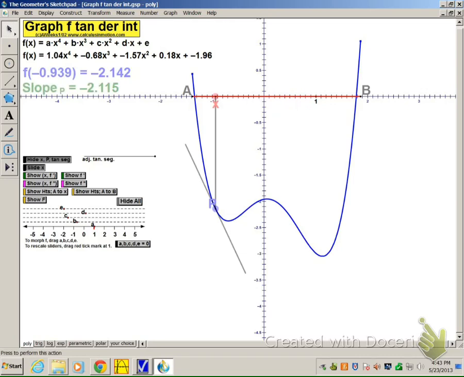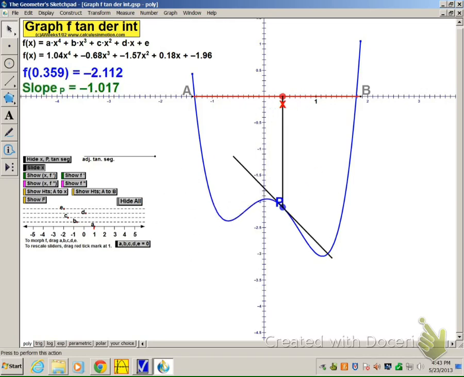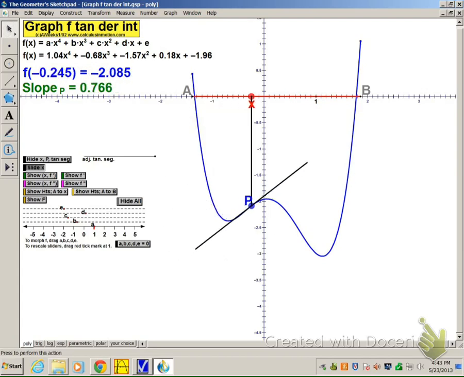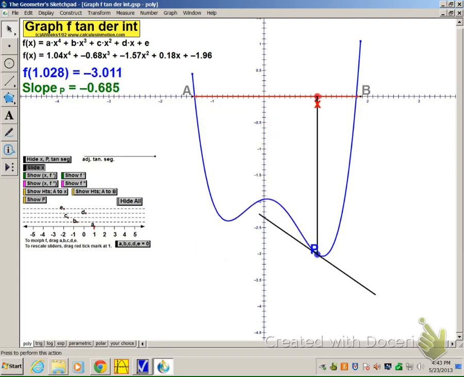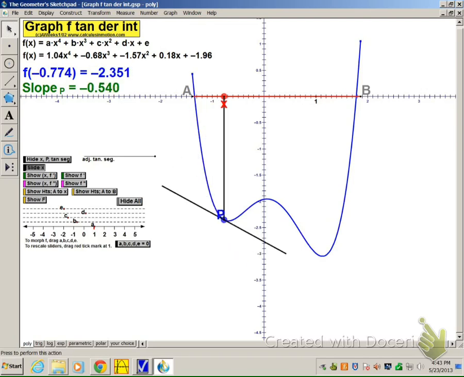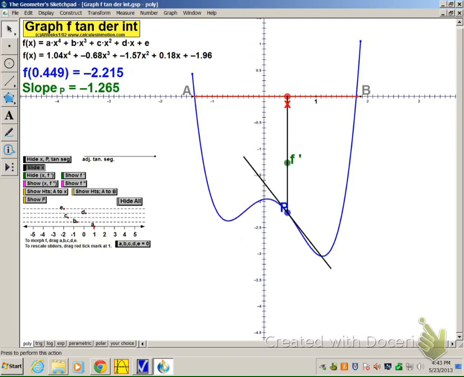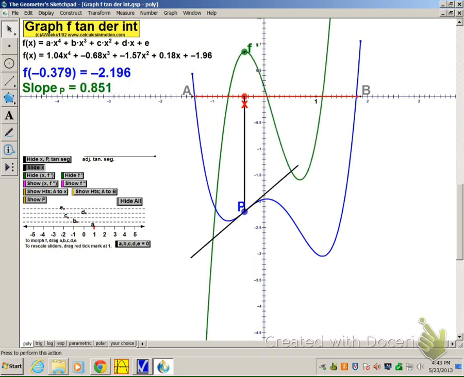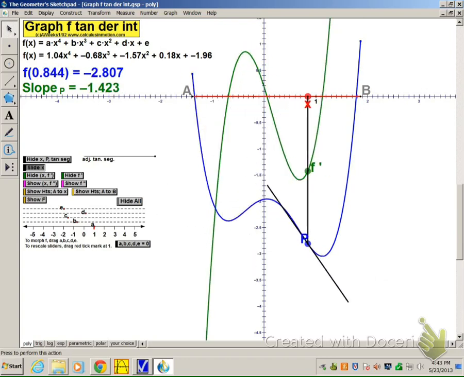Let's see here. All right, there we go. X is moving. Your job is to come up with the graph of the derivative, and I'm almost at my 15-minute mark, so I'm going to go ahead and show it. Pause it if you don't want to see it. There's your f prime. Great exercise. If you were able to graph the derivative, awesome job.